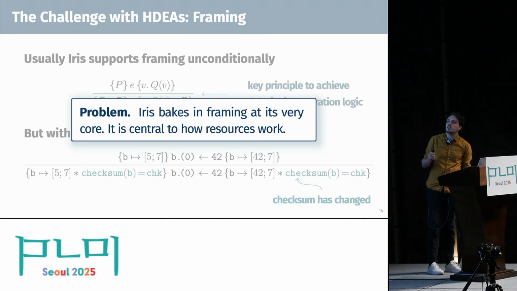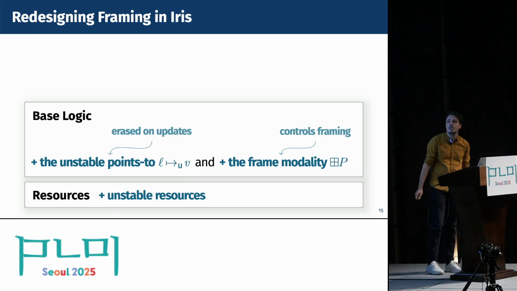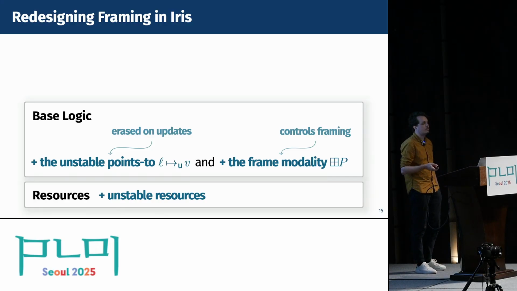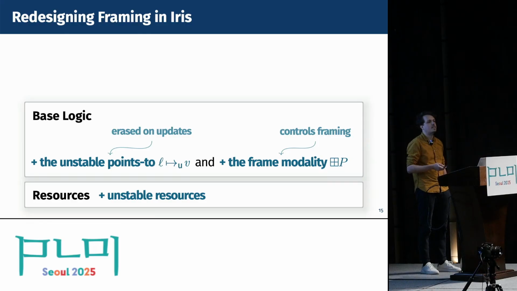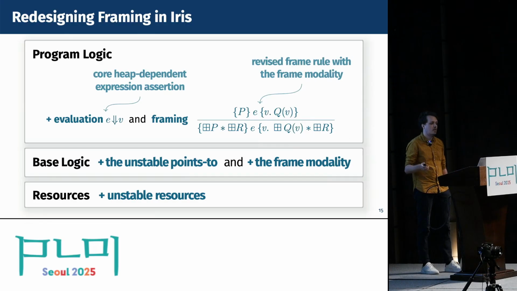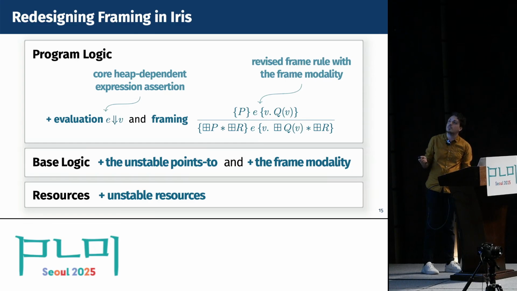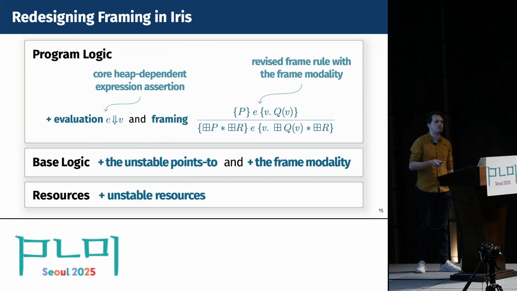On top of that, we have then defined a new points-to assertion that describes the contents of memory without asserting ownership, the unstable points-to, and that is erased on updates, and a new modality, the frame modality, that now controls how framing works. On top of that, we have defined one core heap-dependent expression assertion for evaluation, namely that E currently evaluates to the value V, and we have revised the frame rule to now include the frame modality.